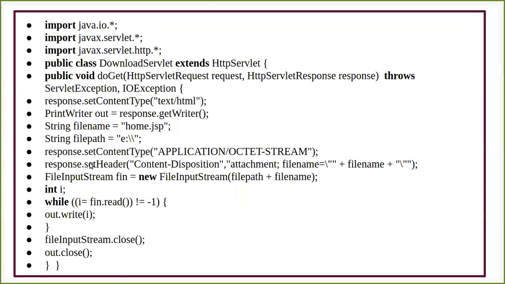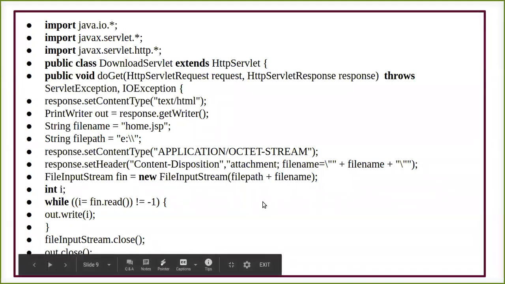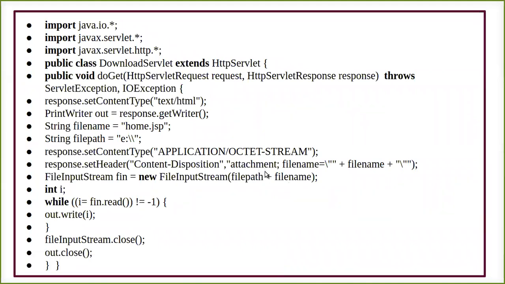Whenever we have a set method, we make use of the response object. The set header method sets what type of option you are going to give to your client: either an attachment option or an inline option. To define that, you use Content-Disposition. We have to mention it first, and out of this I have two types. Either I can use attachment or inline, so you have to write one of the two.